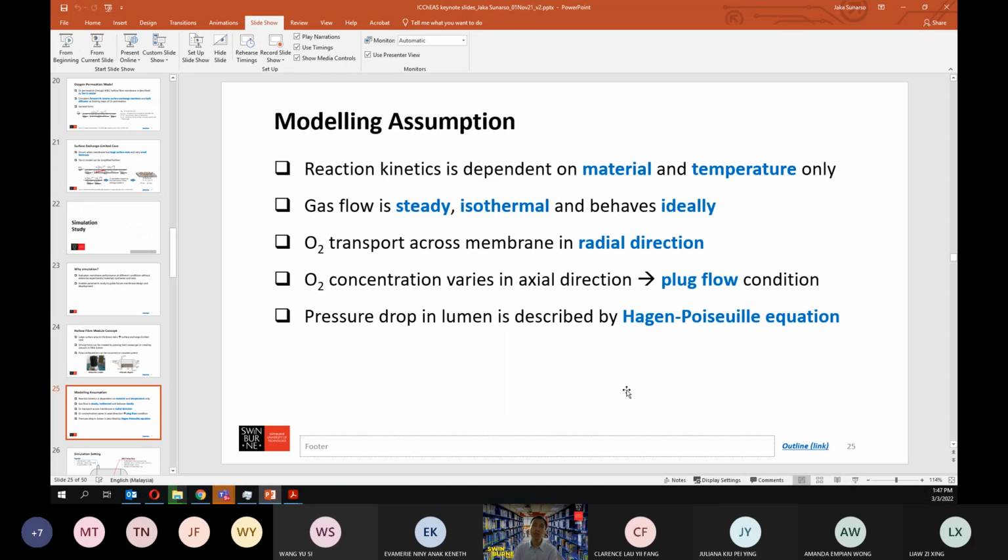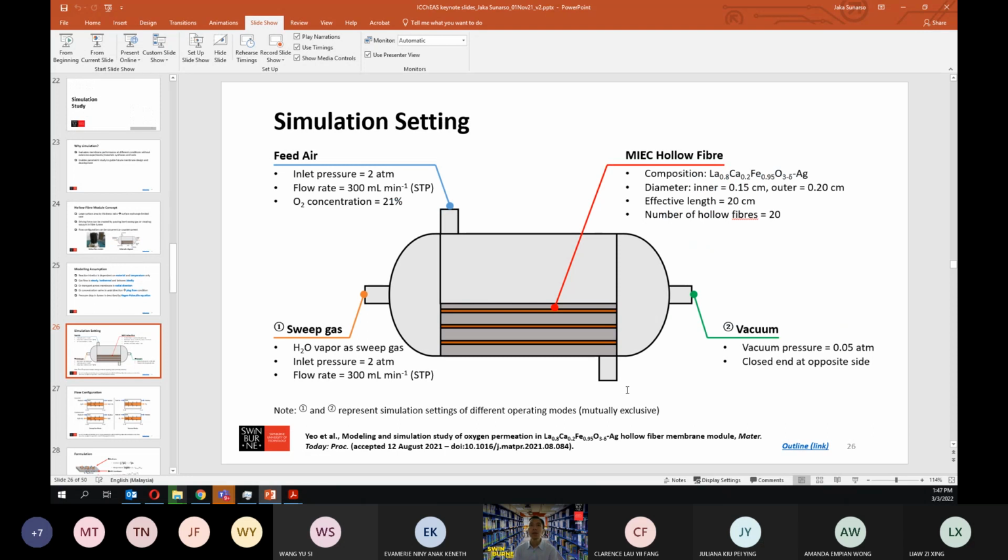The modeling assumptions that we put in here are that the reaction kinetics is dependent on material and temperature only, and gas flow is steady, isothermal, and ideal. Oxygen transport across the membrane is in the radial direction. Oxygen concentration varies in the axial direction. The pressure drop in the lumen is described by the Hagen-Poiseuille equation. This is the real grid that we use in the simulation setting.